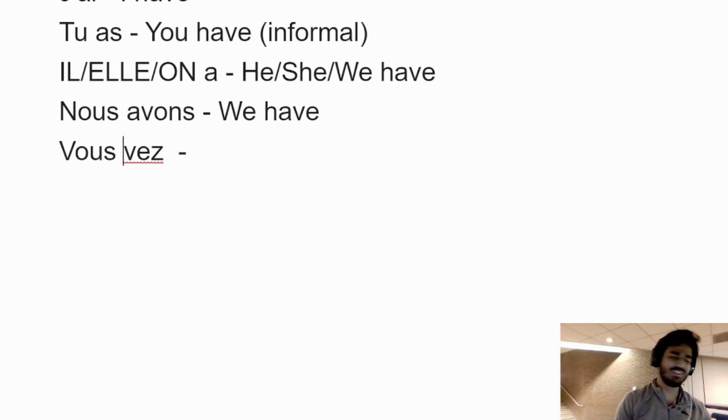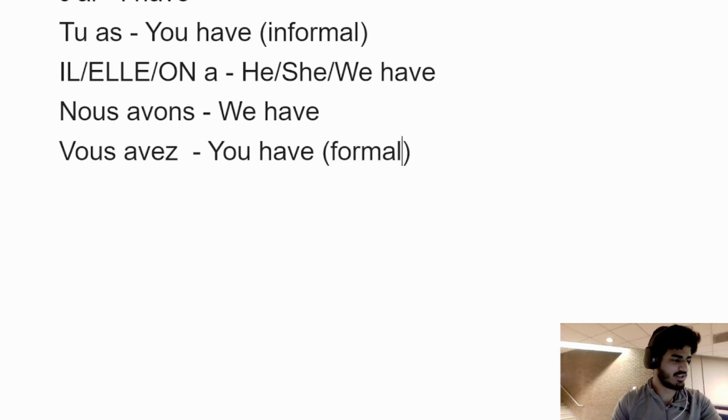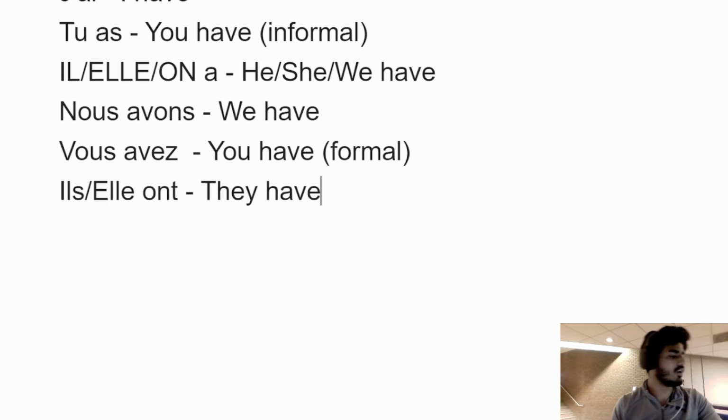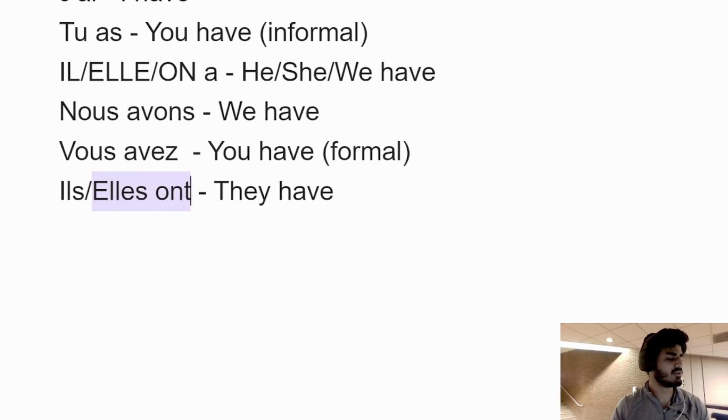Okay. Vous avez, Raksha. This is formal. And then we have ils, elles, ont. They have. Now, Raksha, explain why did I use the z sound here in both of them? Because S and O are together. And there is an E before S as well. So two vowels, they have surrounded it. They have stopped S from going anywhere.